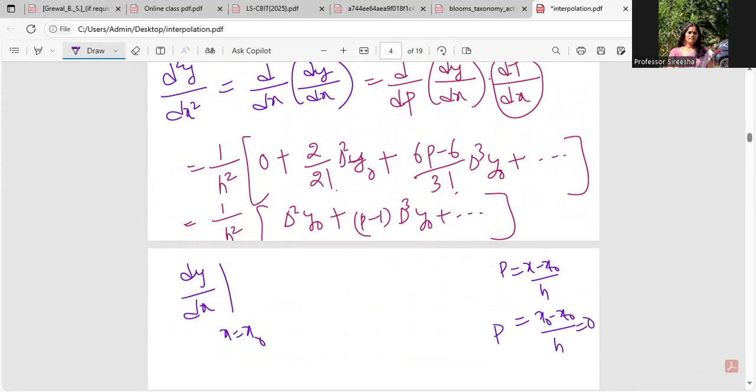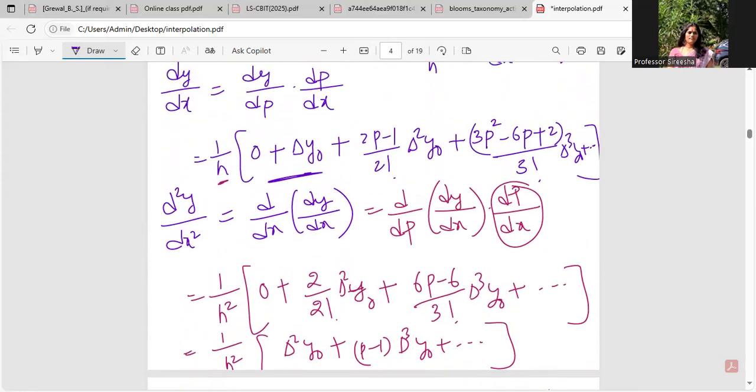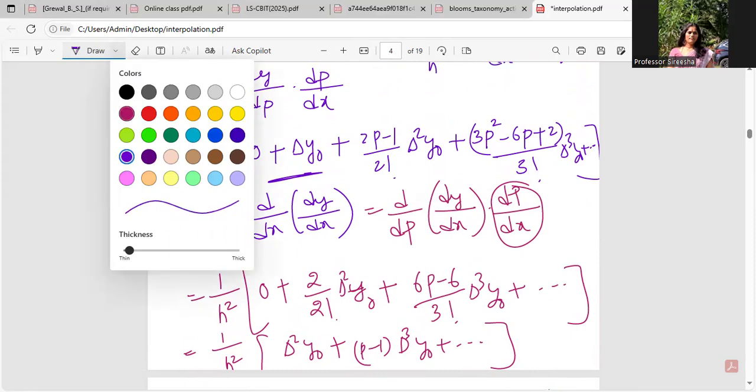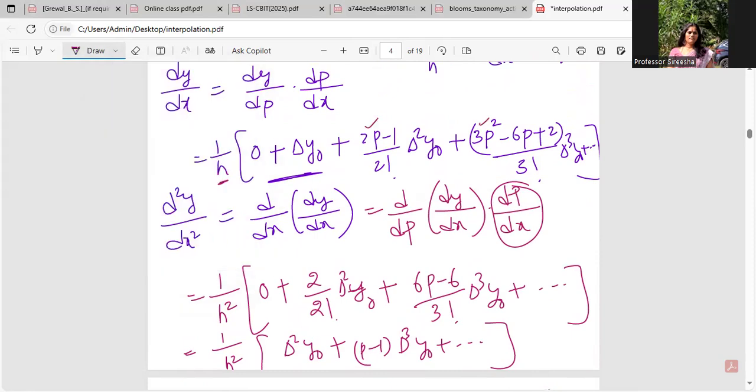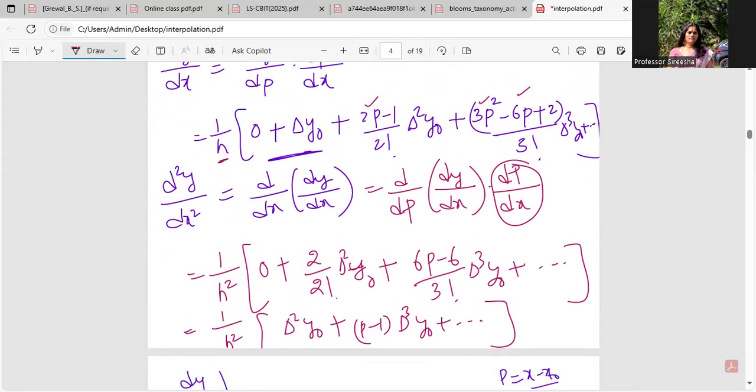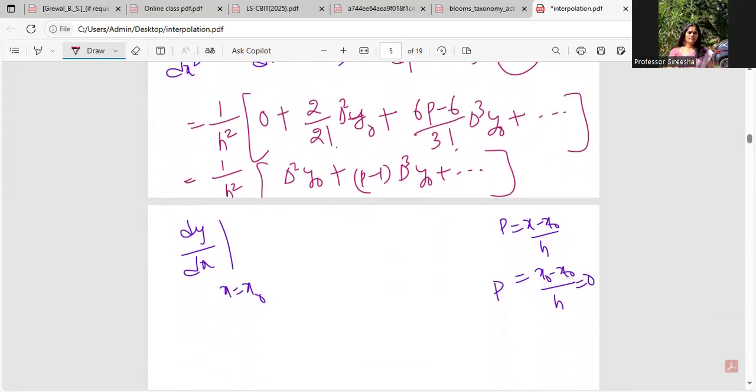dy by dx at x is equal to x naught, if I'm being asked, p would be 0. So you'll observe here, just see here, if p is 0, this term vanishes. These two terms vanish. Like that, the things will be. I'll just write the formula. There'll be a rhythm in it. Just observe: 1 by h into delta y naught is there, right? Delta y naught is there. So what happens is, just see here.